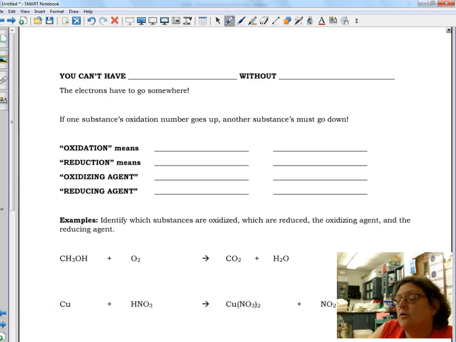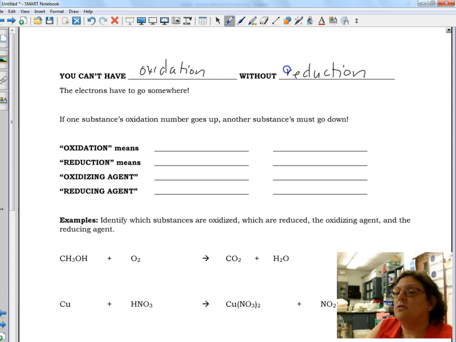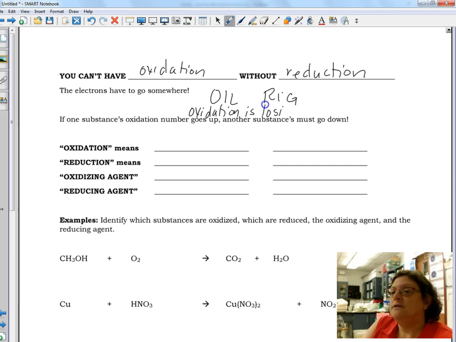Now that you have a background on oxidation numbers and how to figure them out, let's talk about what happens in a reaction. First of all, you can't have oxidation without reduction. The electrons have to go somewhere. And I'm going to teach you a little mnemonic. That mnemonic is OIL RIG. OIL stands for oxidation is losing. And what is it losing? It's losing electrons.